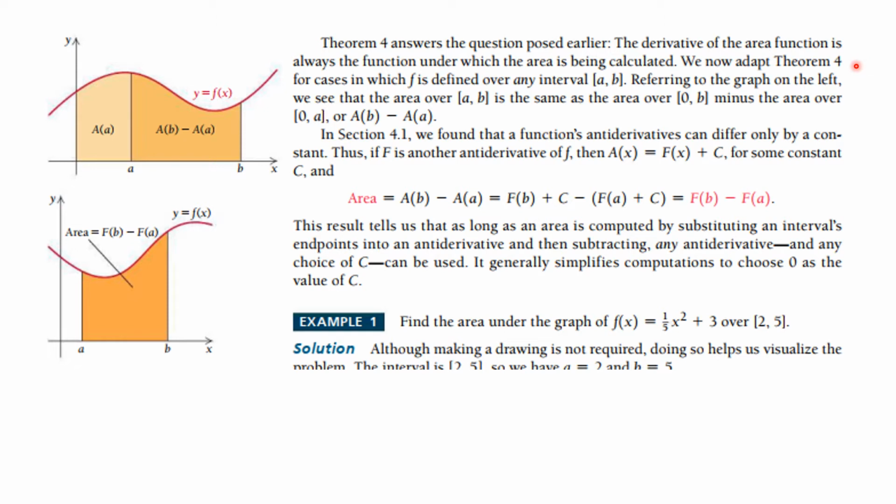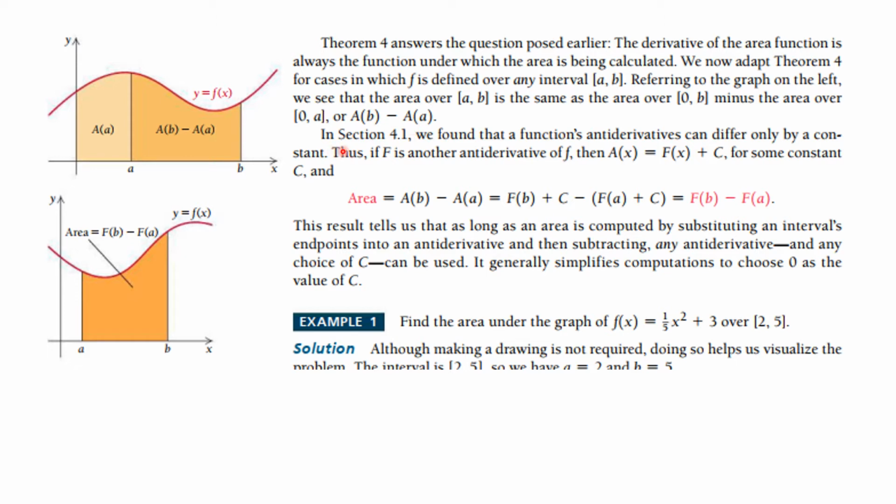We now adapt Theorem 4 for the case where f is defined over any interval [a, b]. So here's our picture over here. Referring to the graph, we can see that the area over [a, b] is the same as the area over [0, b] minus the area over [0, a], or A(b) minus A(a). That's capital A(b) minus capital A(a).